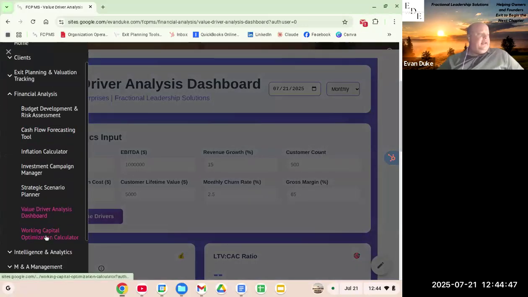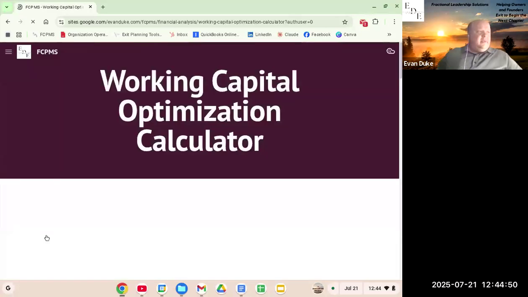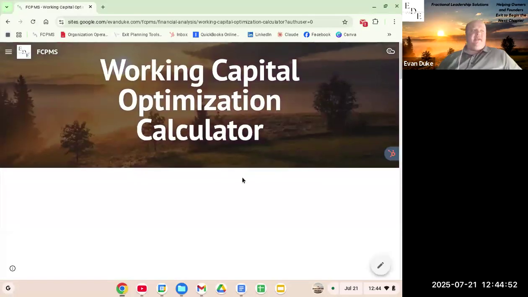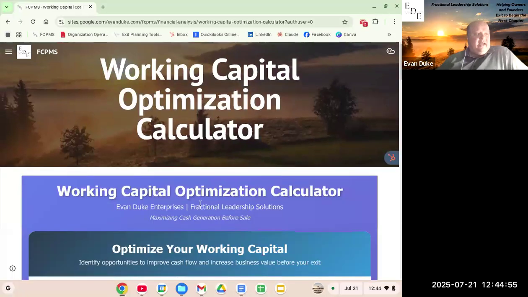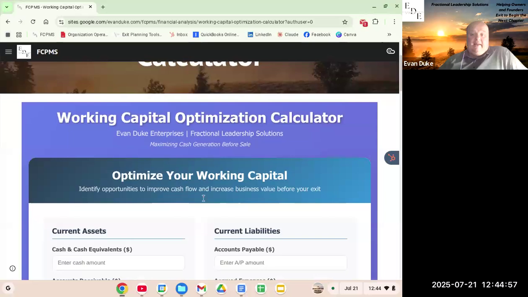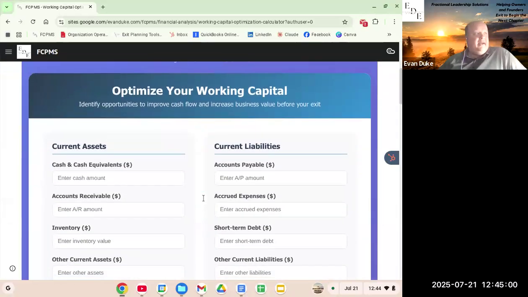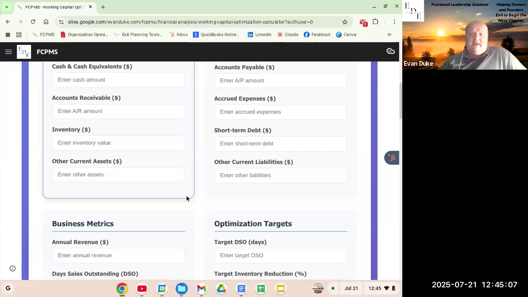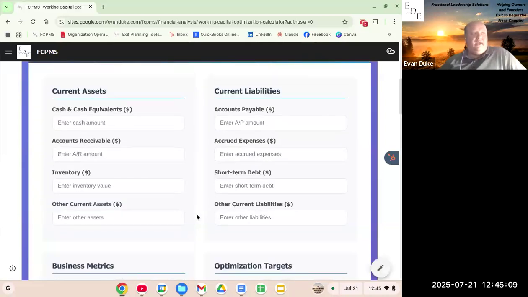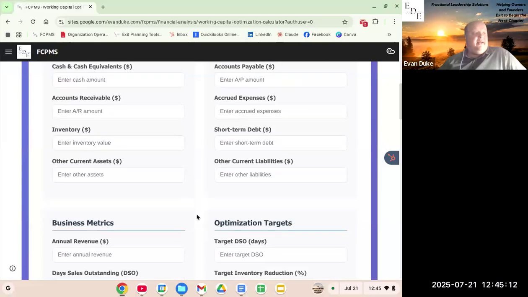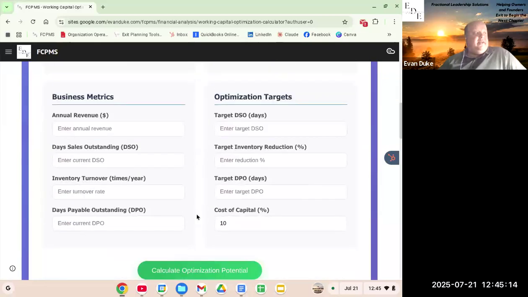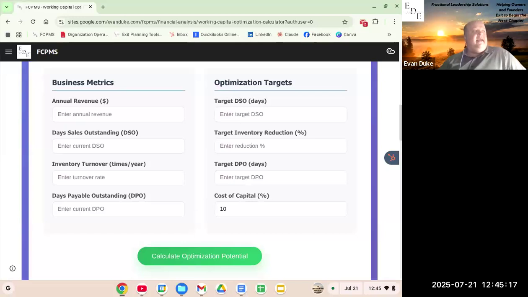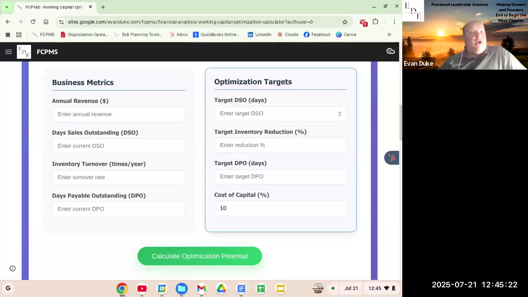The final area in this is our working capital optimization calculator. And this would be the type of thing that, if we've decided we do need to do an investment campaign, we're going to need to figure out, okay, this is going to be key. But other ways would be like, okay, we're trying to boost profitability. Well, what we're going to do here is we're going to start trying to lay out everything. We're going to just have optimization targets.